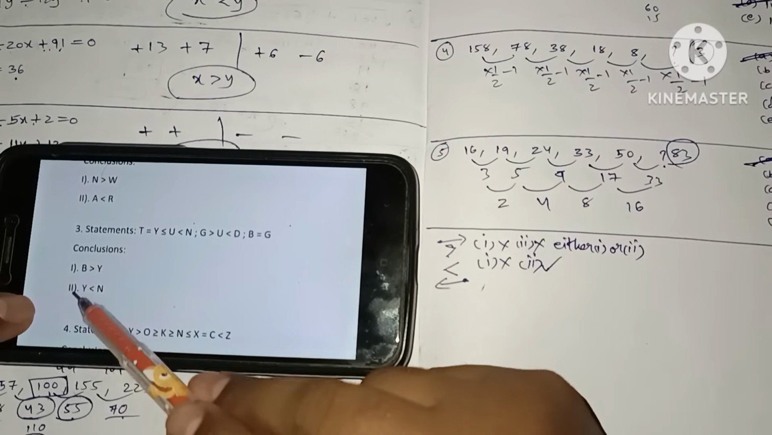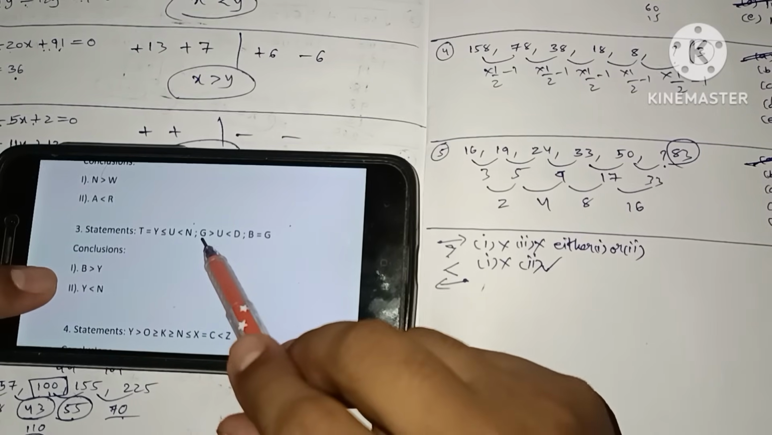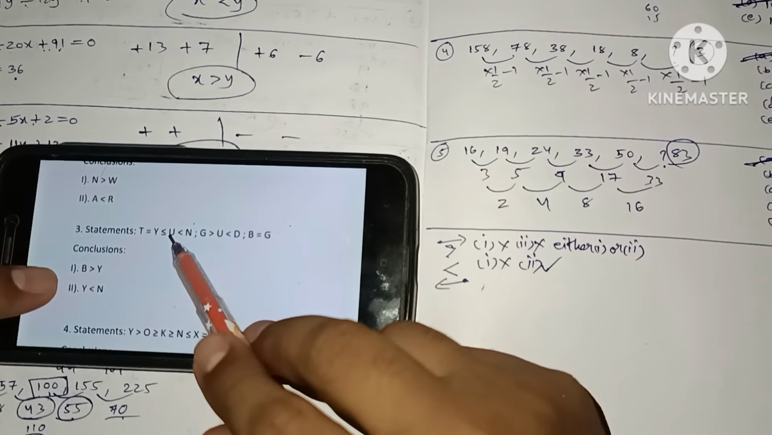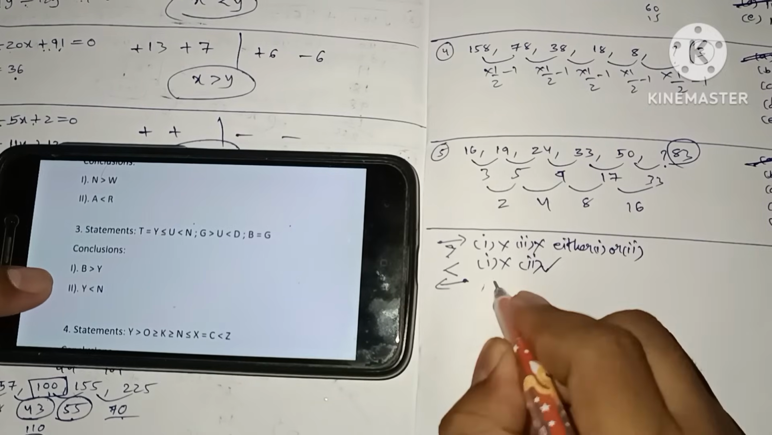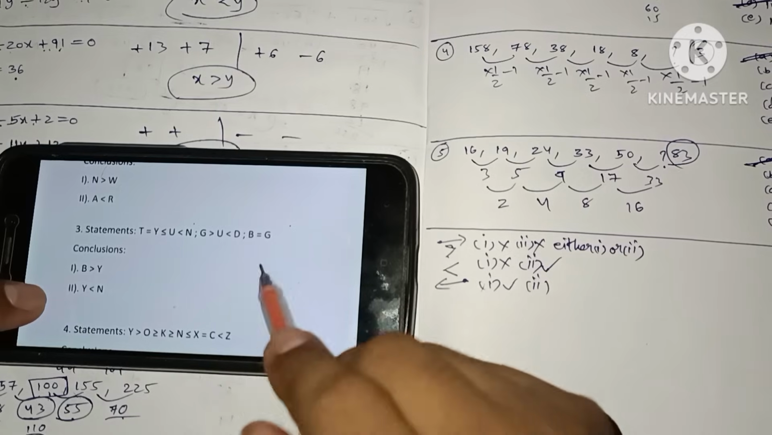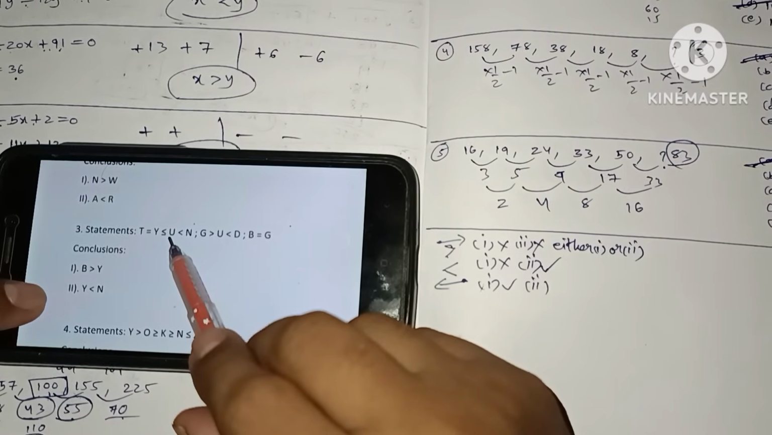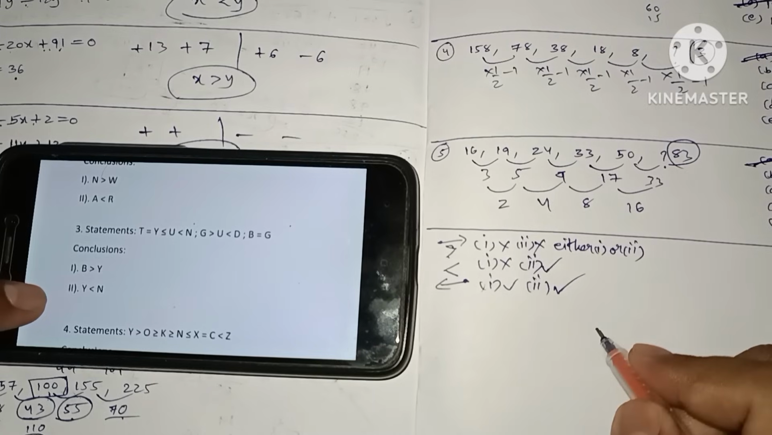Next, third question. The flow from B to Y. From B we can reach to G. From G we can reach to U. From U we can reach to Y. So it is possible to reach Y. First one is true. Second one, the flow from N to Y. From N we can reach to U and Y also. So the second conclusion is also true.